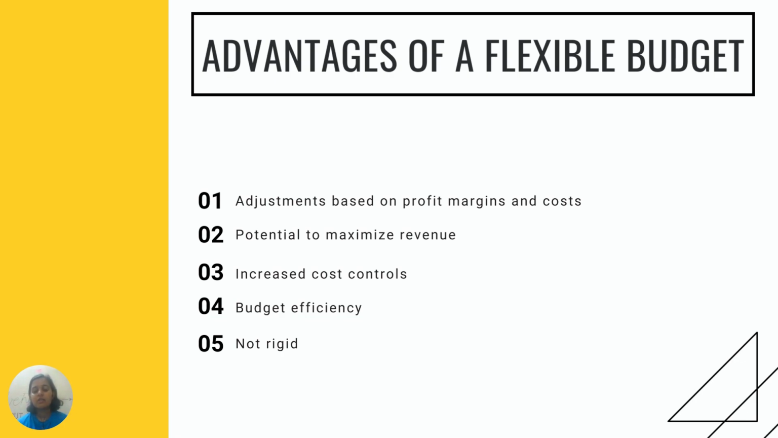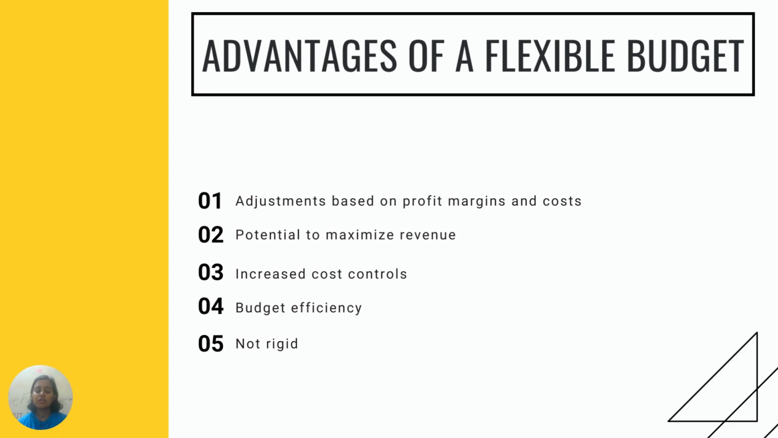Next is increased cost controls. This type of budget helps you to know when to change certain costs. For example, you may have projected sales that are less than expected, and a flexible budget may show updated percentages of each category, enabling you to make adjustments to spending to compensate for the decreased sales.